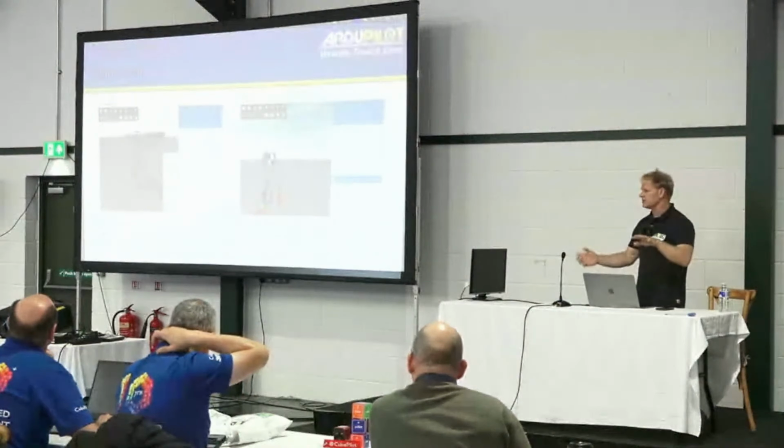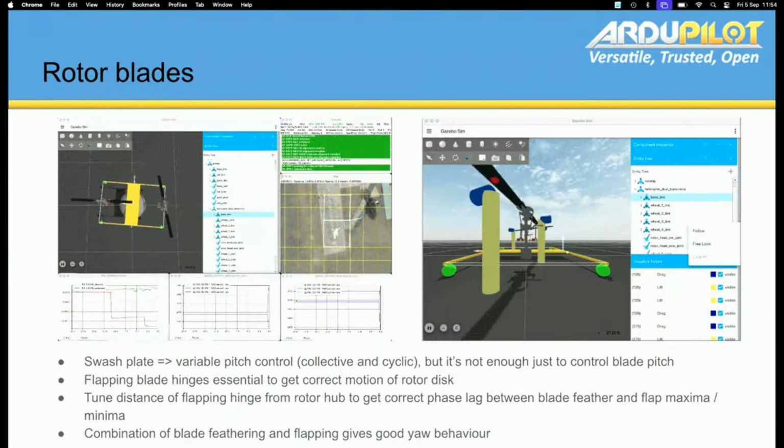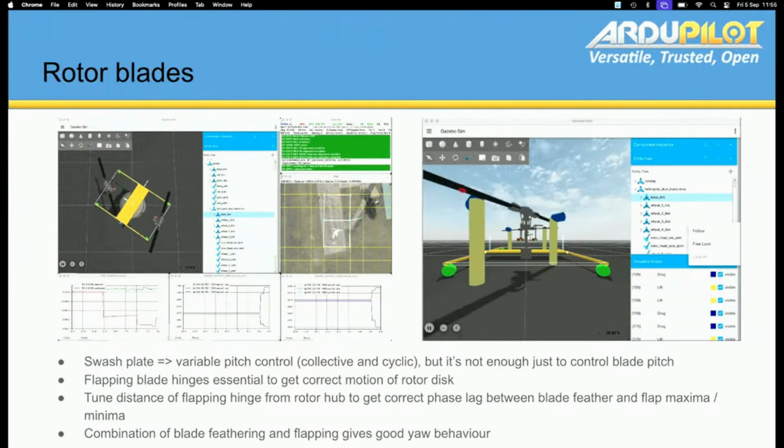Then the next part is, what do the rotor blades have to do? The swash plate gives you the feathering, or the variable pitch, in the rotor blades. It's not enough to just control the blade pitch. You have to let the blade hinges flap as well. On the helicopters we've got there, I think they pivot like this, but in general, you can allow the blades to flap up and down. That's not actuated, they just move of their own accord.